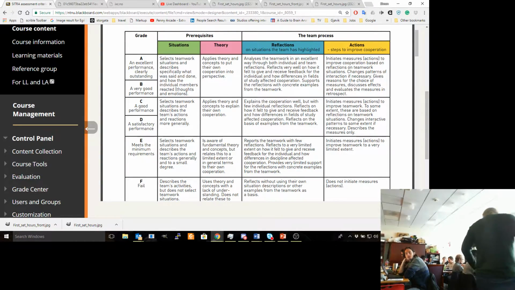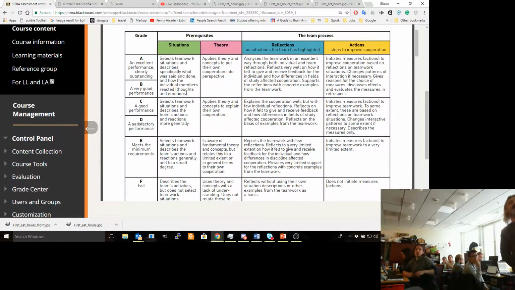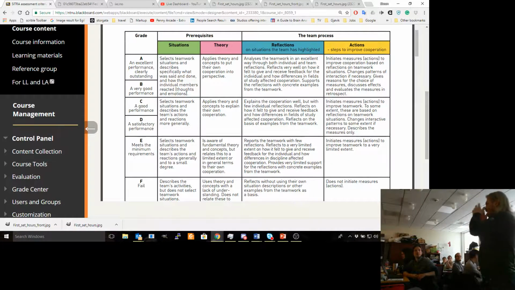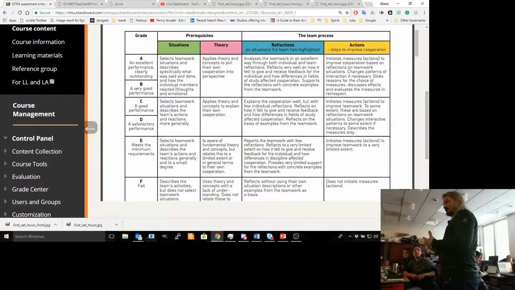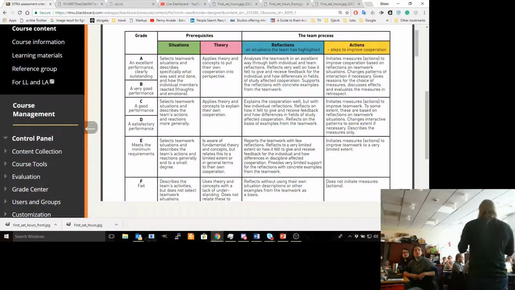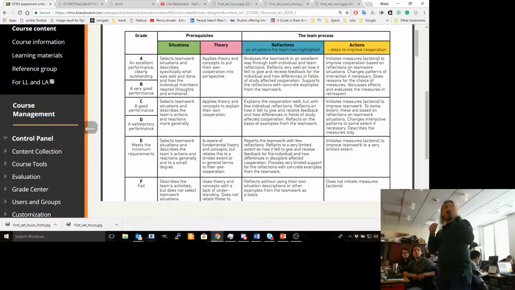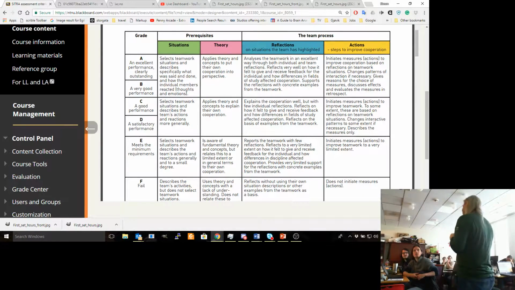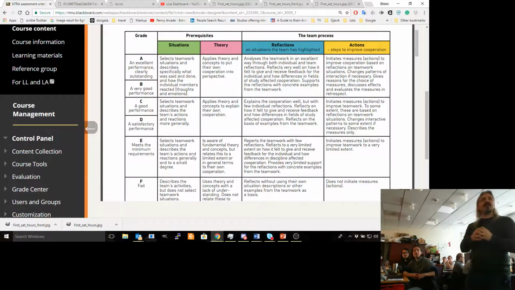The SITRA exercise is this idea that we are going to look at how you analyze situations that occur. Right? So as part of your process report, we expect you to do some analysis. And as part of that, we do some practicing of analysis. And this is the grading sheet example for the SITRA analysis.